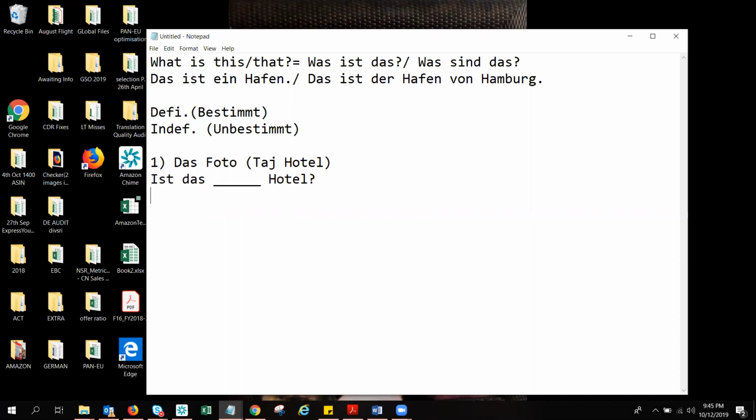My question is: is this a hotel? Then the answer would be yes. I want the answer now. Shruti, can you tell me, or should I give one example? If you try, and if you can't, I'll give it. Is this a hotel? What would it be? What is the article of hotel?